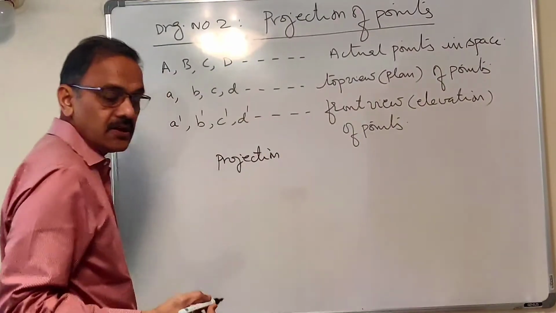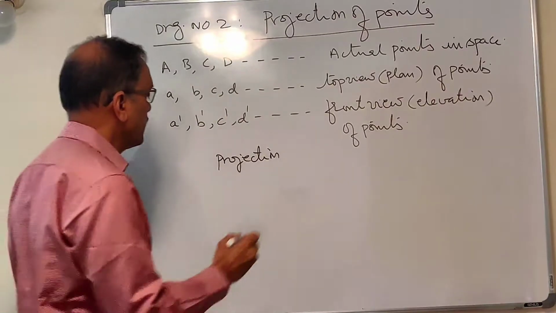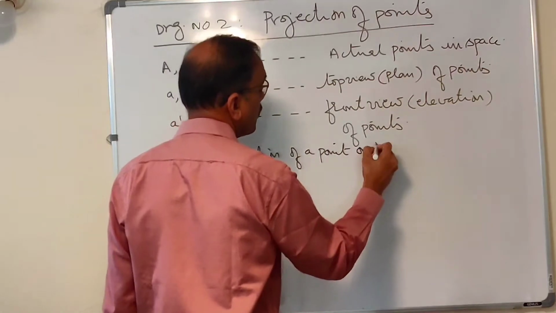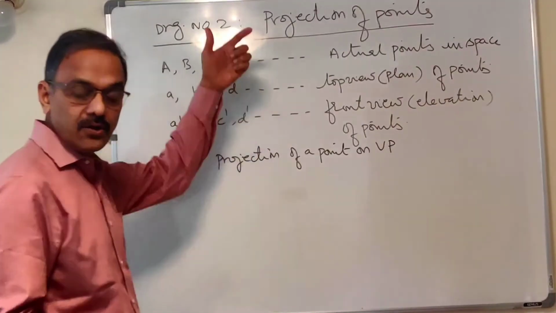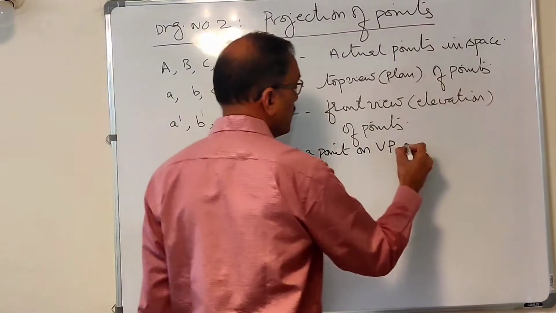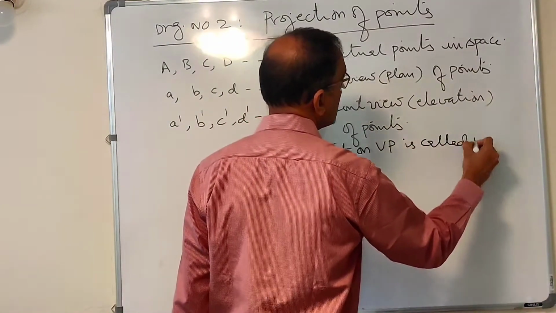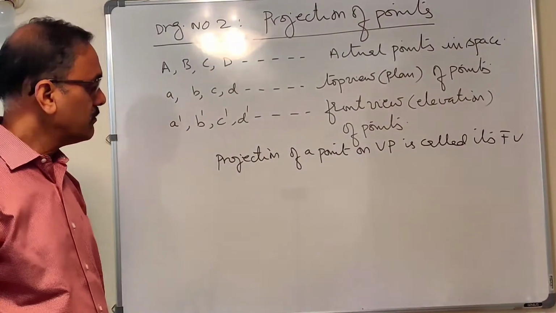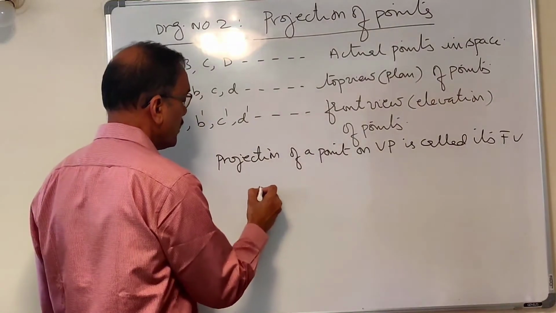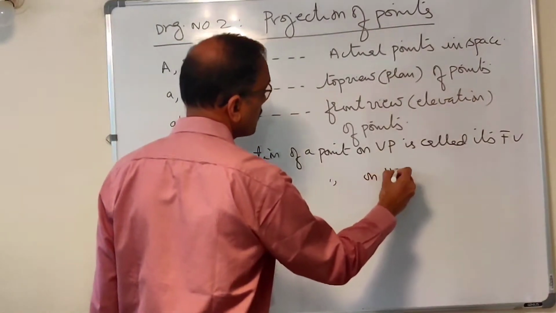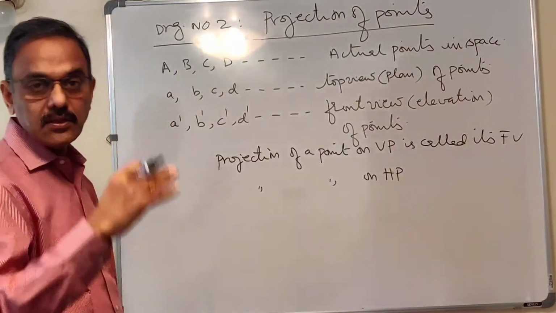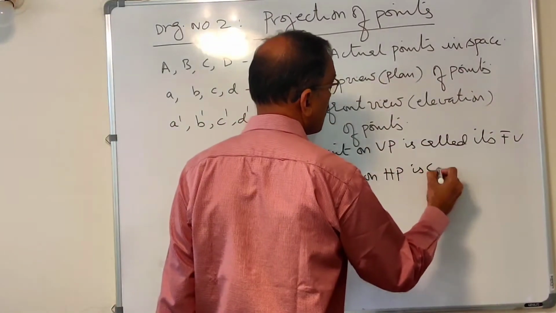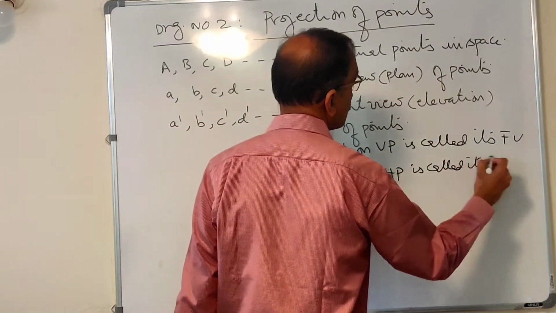Projection. When I say projection, it is understood to be orthographic projection. Projection of a point on VP, VP meaning vertical plane, the front wall, is called its front view. FV stands for front view. Similarly, projection of a point on HP, which could be the ground or the roof in a room, is called its top view.